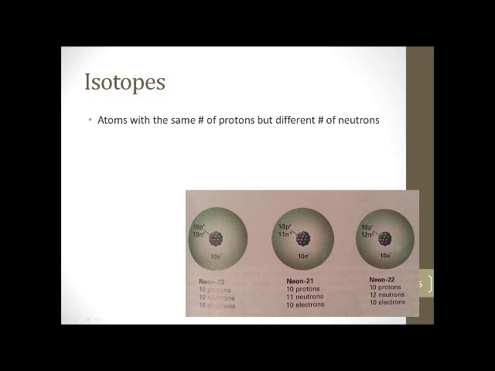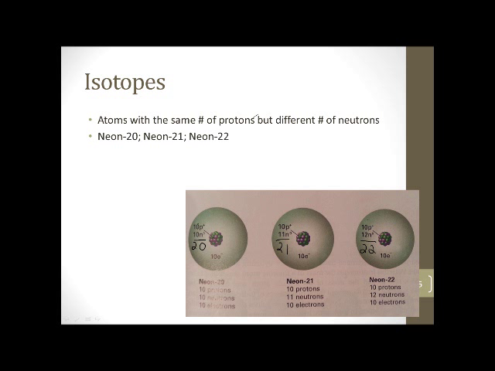When you're dealing with isotopes, you'll find that isotopes of an element are atoms with the same number of protons, but a different number of neutrons. So if we look at this example down here in the picture, these are all neon because they all have 10 protons. Because that number of protons, same as the atomic number, makes it neon. But here you have neon 20 has 10 neutrons, neon 21 has 11 neutrons, neon 22 has 12 neutrons. And they get that number here: 10 plus 12 is 22, neon 22. 10 plus 11, 21, neon 21. And 10 plus 10 is 20 for neon 20.